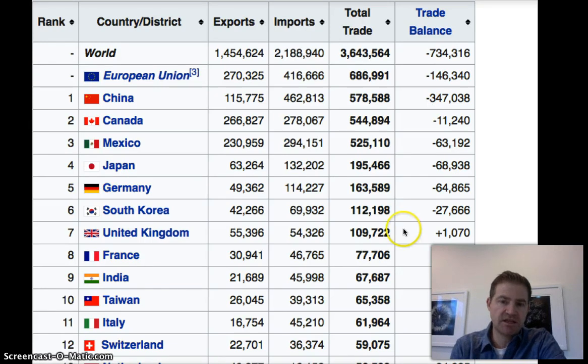Okay, so you can see that we send more stuff to the UK. There's a positive there, but most of the countries we're importing more from them than we're sending to them. And if you look at the world, our trade imbalance is a $734 billion deficit. Okay, and there you go.